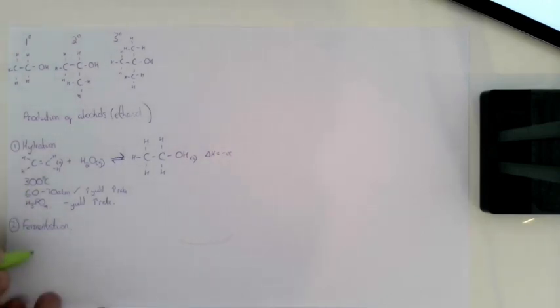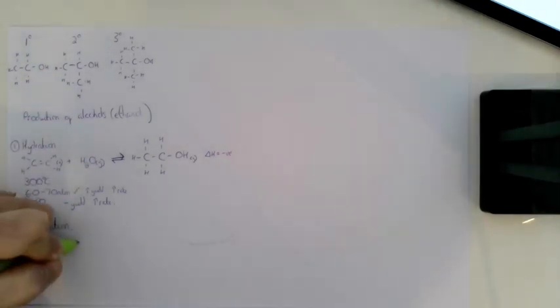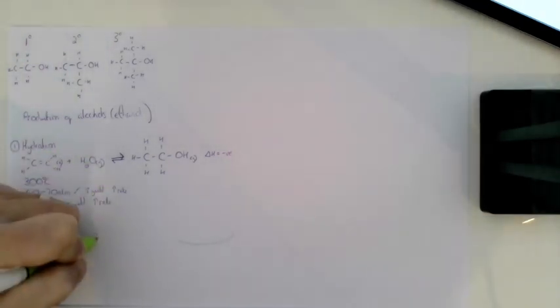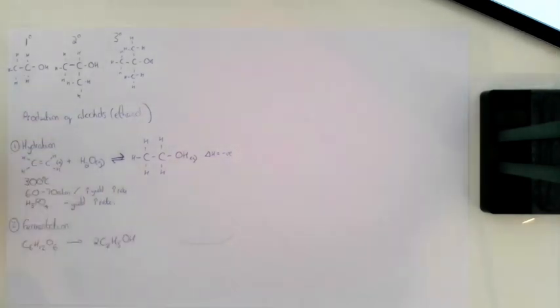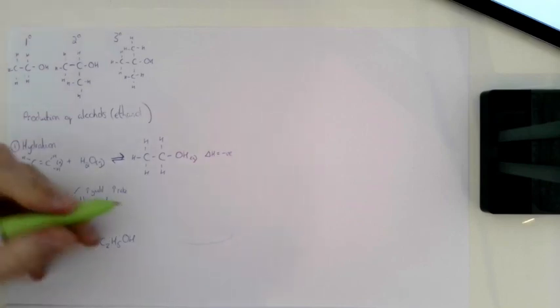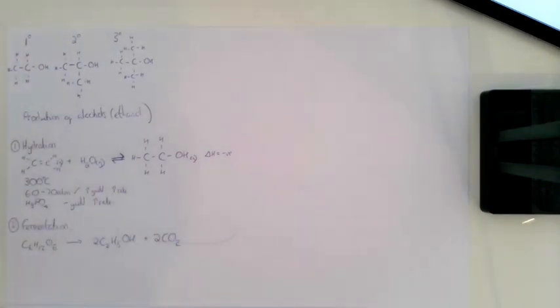Fermentation uses glucose, so you've got C6H12O6, which is sugar. You ferment it and it gives you your ethanol, so I'll draw the chemical formula for that one, and carbon dioxide as your reaction.